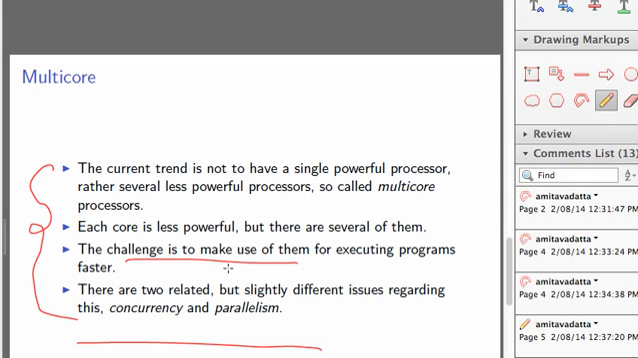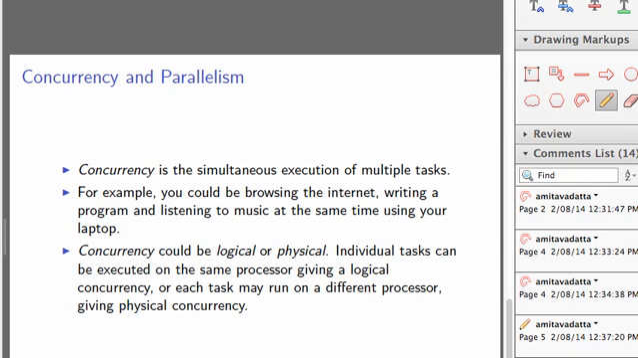And of course, this whole unit is based on that idea: how to decompose big problems into smaller problems and execute them in parallel. There are two related issues regarding this, concurrency and parallelism, which we'll briefly look at now and go back to later in more detail. Concurrency is the simultaneous execution of multiple tasks.